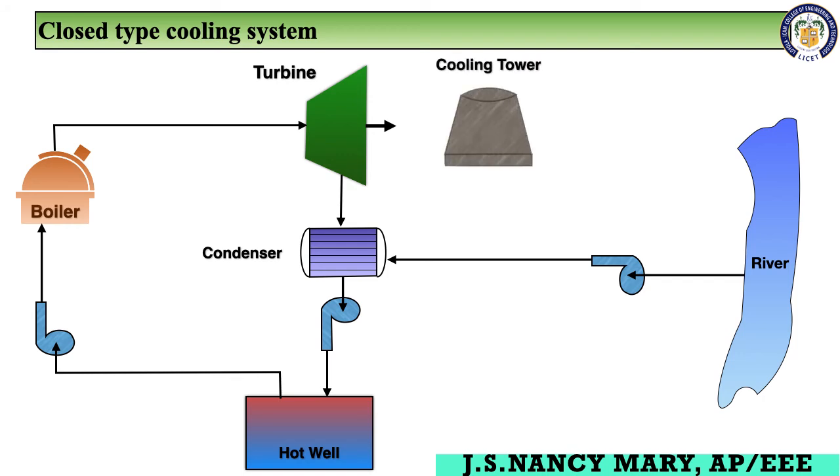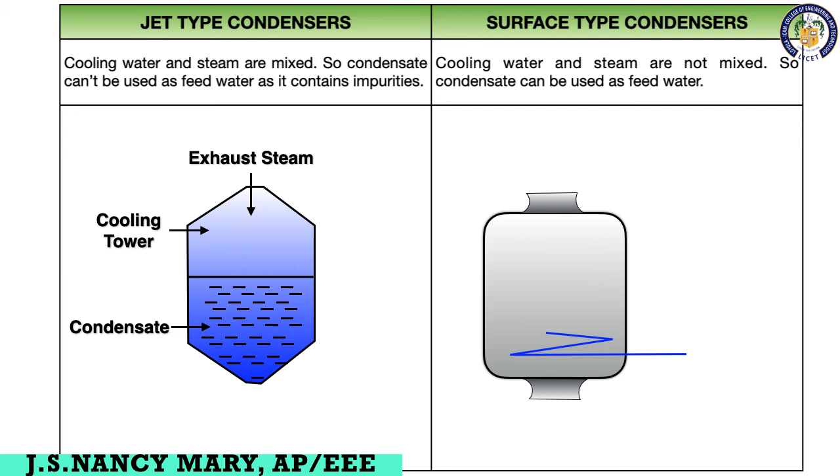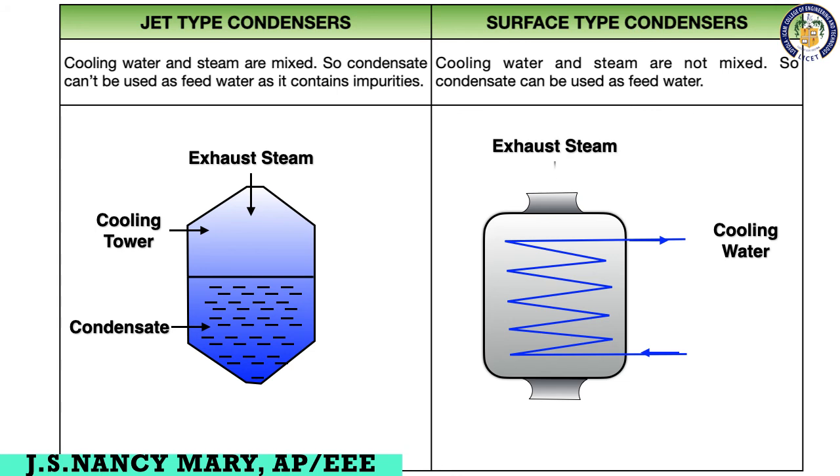In the closed type, nothing but an open loop type system, you are going to provide a cooling tower. So that is your closed type system. Okay. Now, jet type condenser and surface condenser. In the jet type condenser, water and steam are mixed together. In the surface condenser, the cooling water is not mixed. So in the jet condenser, the water and the steam are mixed and we get the condensate. Whereas in the surface condenser, the water is allowed to pass through the condenser in tubes, the blue color tubes, but it is not mixed. It is separated. So that is called jet type and surface type condenser.